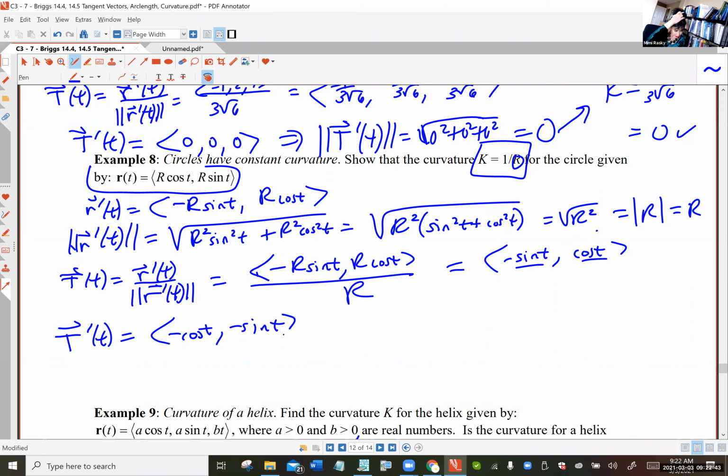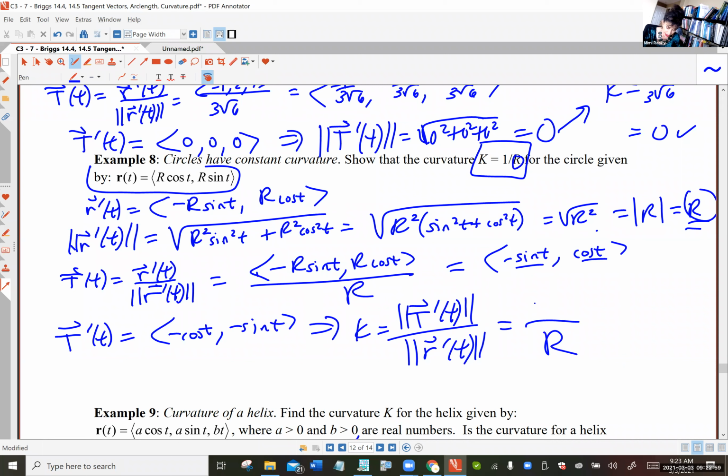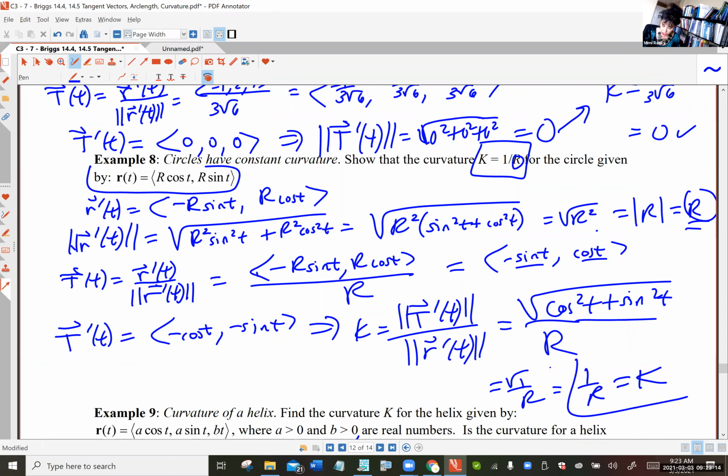We already got speed. Remember, it's r. So I know that denominator. But then I just need big T prime. So let's get its magnitude by taking the square root of the sum of the squares. But hey, cos squared plus sine squared is 1. So we just have the square root of 1 over r, but that's 1 over r. We're done. And this is the curvature for any circle.